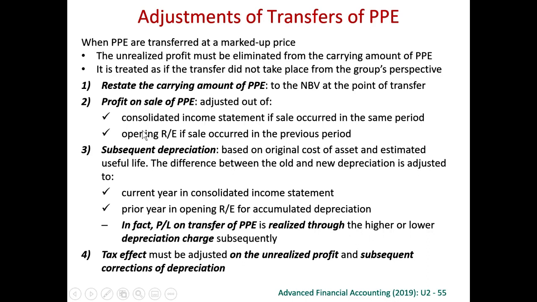One further complication is higher value will attract higher depreciation. Therefore, after the intra-group sales of the property, plant and equipment, we may have over-depreciated the plant, and therefore, on subsequent depreciation, there should be an adjustment to the depreciation as well. And again, there will be a deferred tax implication on these kind of consolidation adjustments.